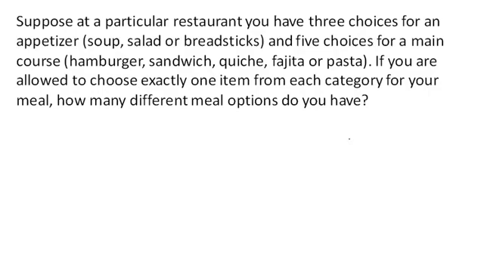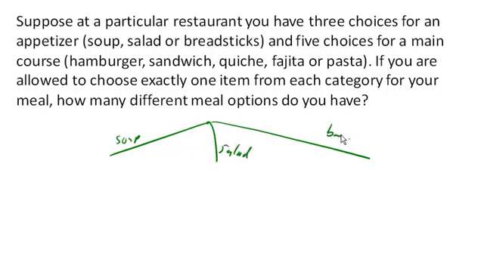Well, there are several ways to approach this. One way that I like is called a decision tree. So you start out here and say, okay, how many choices do I have for my appetizer? I have 3 choices, so I have 1, 2, 3 different directions I could go. I could go in the soup direction, the salad direction, and then the breadsticks direction.